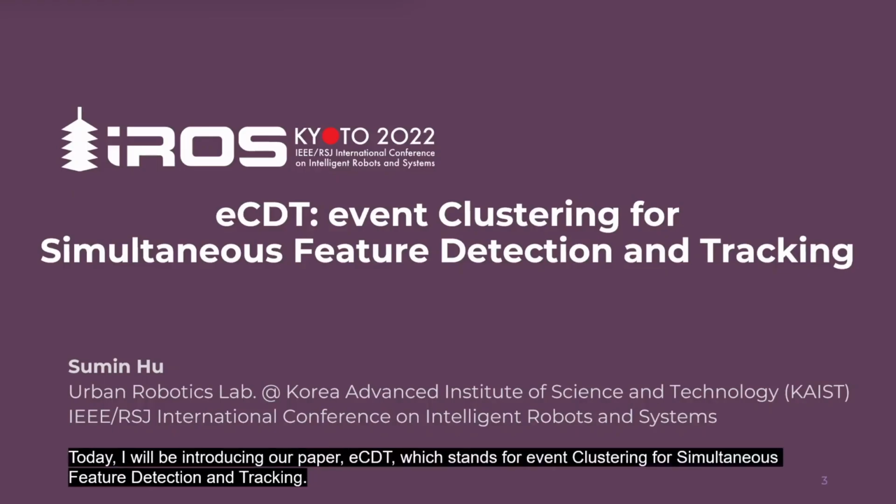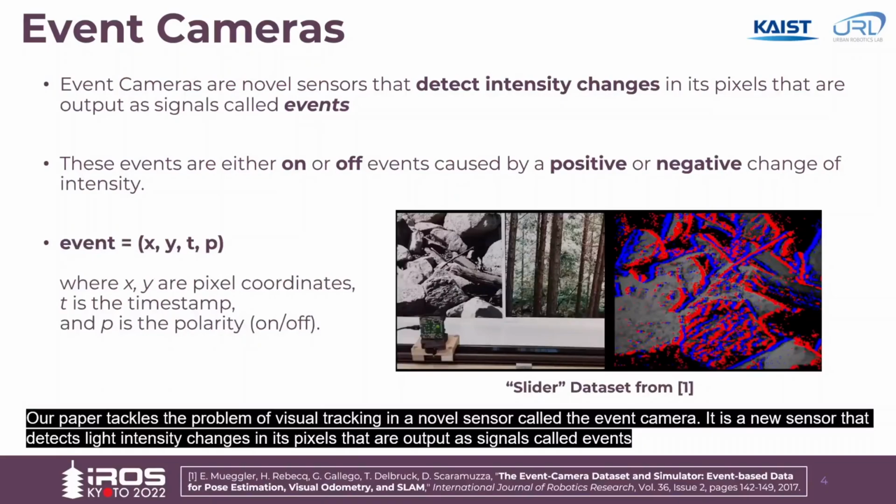Today I will be introducing our paper eCDT, which stands for Event Clustering for Simultaneous Feature Detection and Tracking. Our paper tackles the problem of visual tracking in a novel sensor called the event camera. It is a new sensor that detects light intensity changes in its pixels that are output as signals called events.